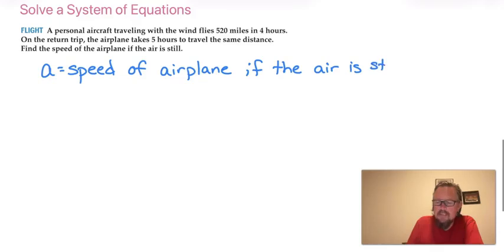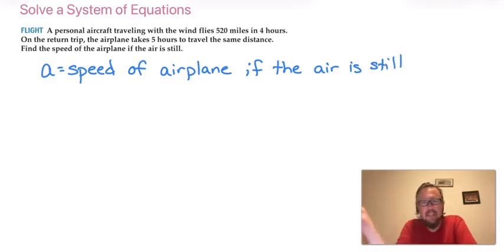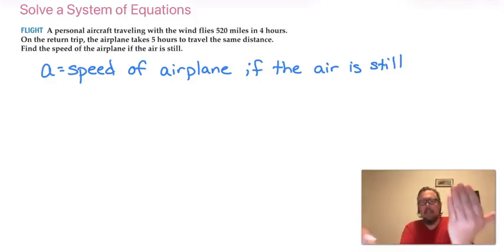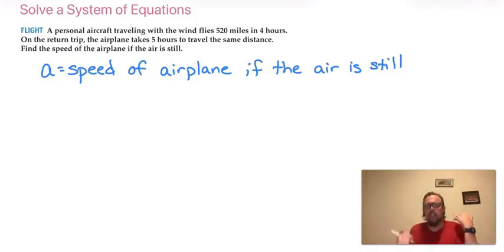But there's a second variable that we need to know, and that is the speed of the wind. As the airplane flies with the wind, the wind is pushing the airplane, making it go faster. And then, of course, on the way back, the wind is pushing the airplane in the opposite direction, making it go slower. So the second variable we have is the speed of the wind.